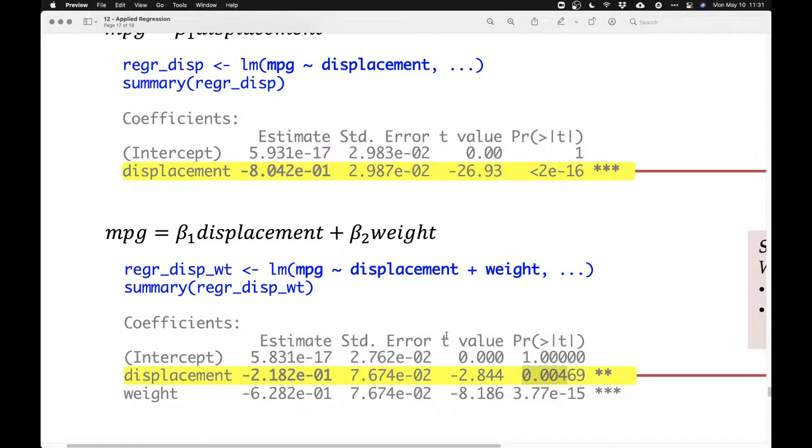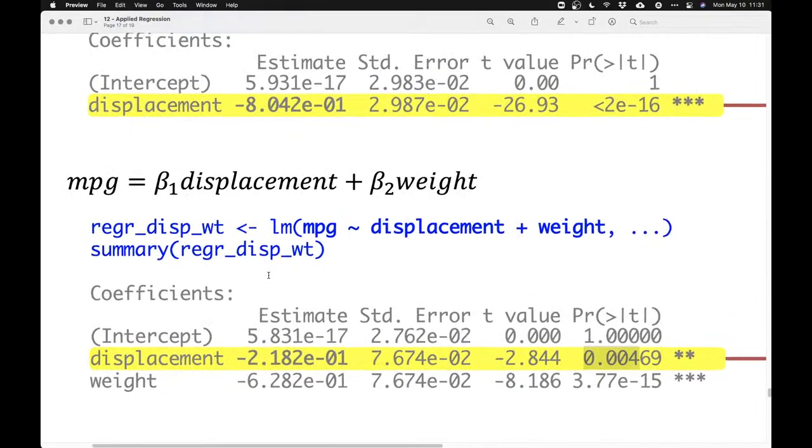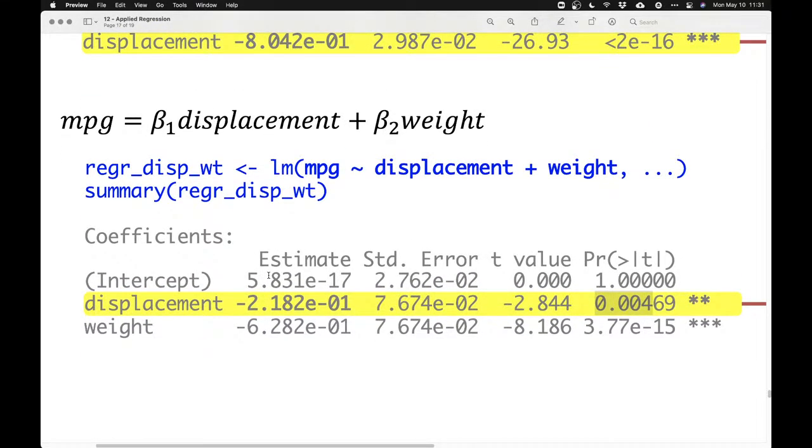This is a problem with reality, not a problem with regression. You cannot really distinguish which explanation it is, all right? And that's the same thing happening with displacement and weight. As displacement goes up, weight goes up. Displacement goes down, weight goes down. Which one should regression credit for the change in miles per gallon? It doesn't know. So what does it do?